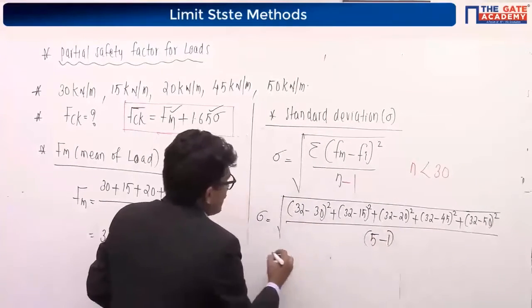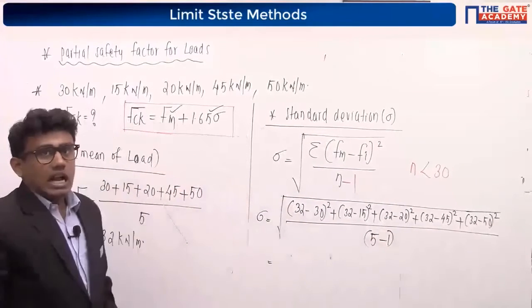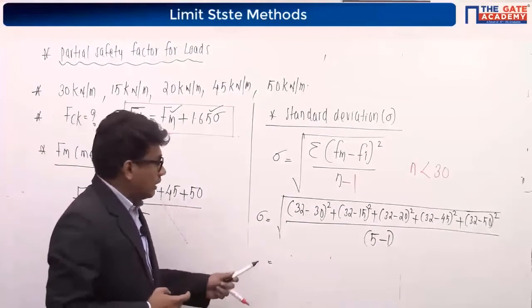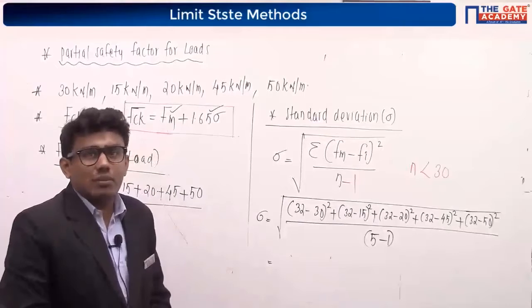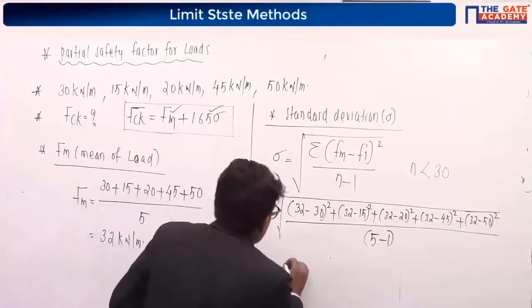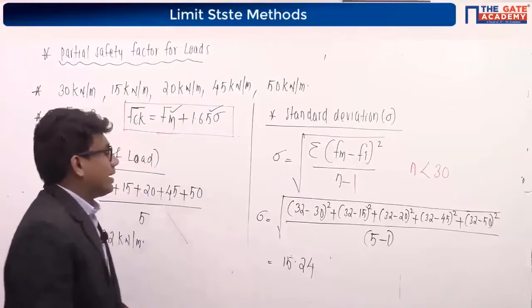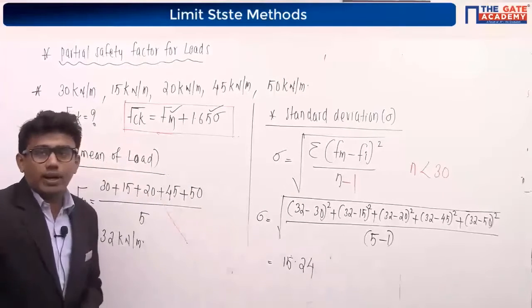So what is the standard deviation? Tell me the value of standard deviation, please. After calculating this, tell me the value of sigma, the standard deviation. It will come around 15.24. Very good. The standard deviation here I am obtaining as 15.24.